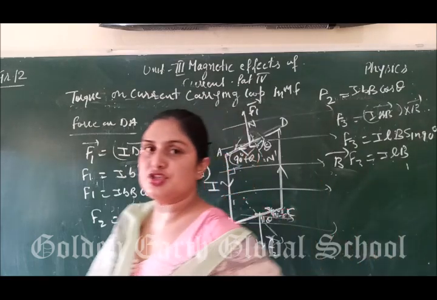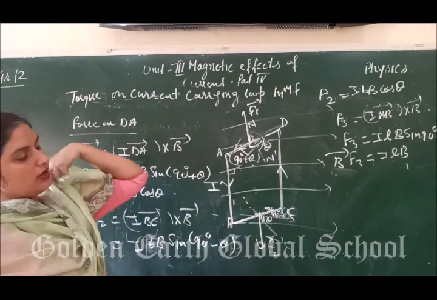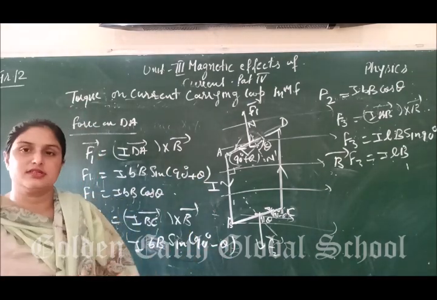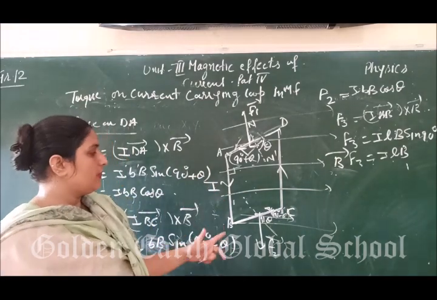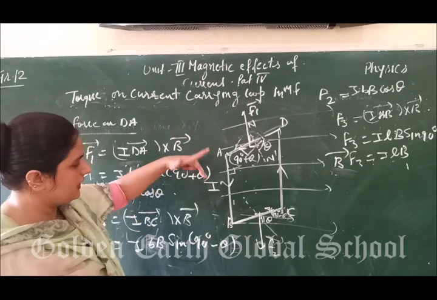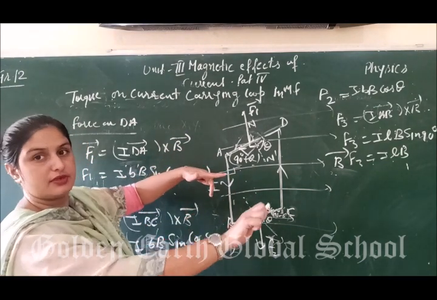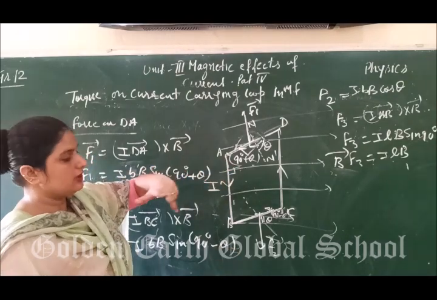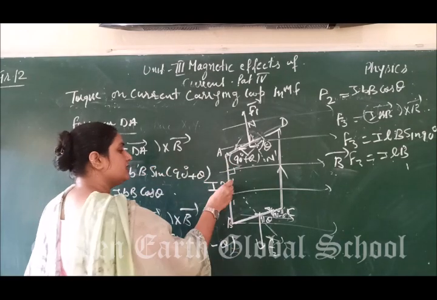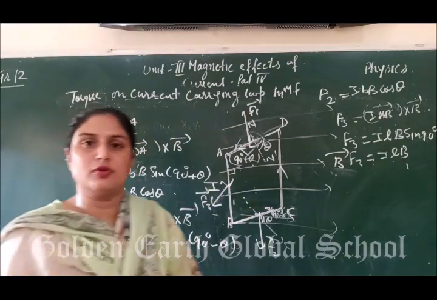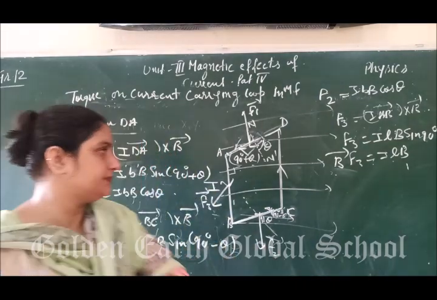Now what about the direction of this force F3? Now again we are going to use the Fleming's left hand rule. This is the left hand rule. I am going to apply this. Current is vertically upward, field is towards the right hand side, the thumb is pointing outward. Means in this case the F3 force is acting perpendicular to the plane of board and outward.